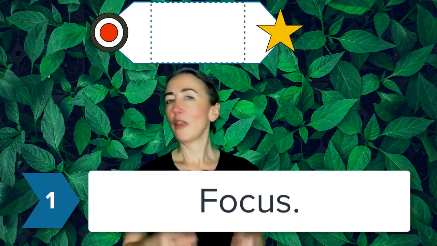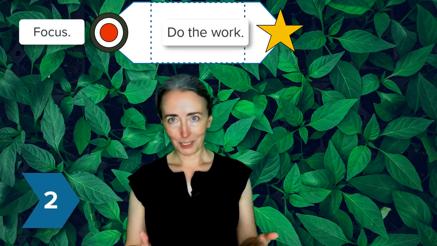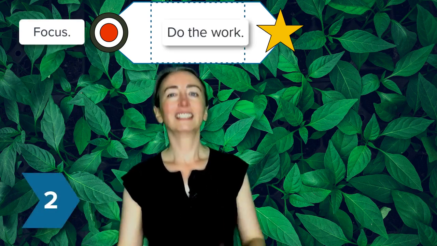So the first thing you need to do when you start a meeting is get everyone's head in the game. Whatever they were doing before, they need to get in there and focus on what you're doing now. That's step 1. Focus. Once you've got folks focused, you can work through whatever it is you're there to do. That's step 2. Do the work.